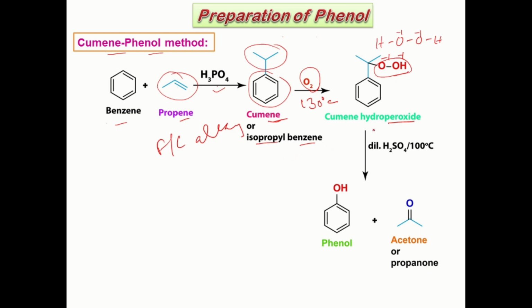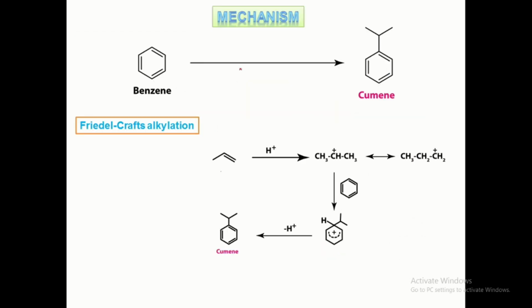Next, this cumene hydroperoxide is converted to phenol in the presence of dilute sulfuric acid at 100 degrees centigrade temperature. In this reaction, acetone is formed as a byproduct, also known as propanone, and this pathway is known as hydroperoxide rearrangement. This overall reaction is very important for any competitive examination. So please remember this intermediate cumene hydroperoxide, which has been asked several times in examinations. Now I will discuss the stepwise mechanism.